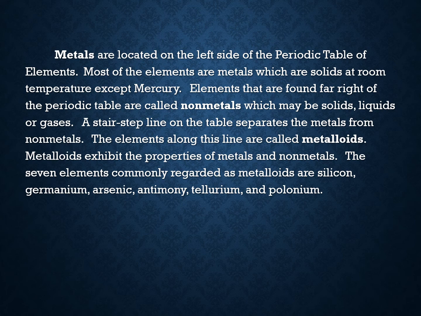A stair-step line on the table separates the metals from nonmetals. So remember, a stair-step line, it's like a stair, if you can relate that to the periodic table. The elements along this line are called metalloids. Metalloids exhibit the properties of metals and nonmetals. The seven elements commonly regarded as metalloids are silicon, germanium, arsenic, antimony, tellurium, and polonium.